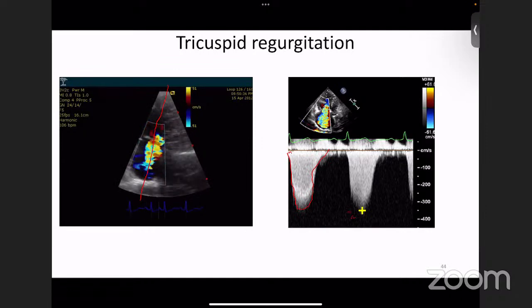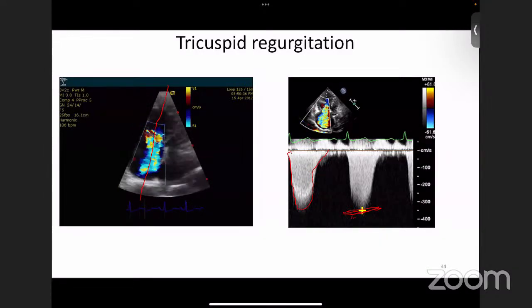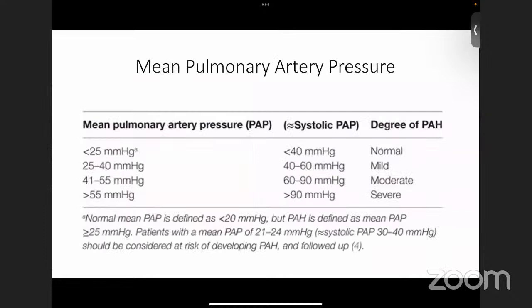So what you have to do is calculate the TR max, the tricuspid regurgitation maximum velocity, and square that and multiply it by 4. You will get the pulmonary artery pressure. So if the pulmonary artery pressure is less than 25, it is normal. If it is between 25 to 40, it is mild pulmonary artery hypertension. And if it is between 41 to 55, it is moderate, and more than 55, it is severe.